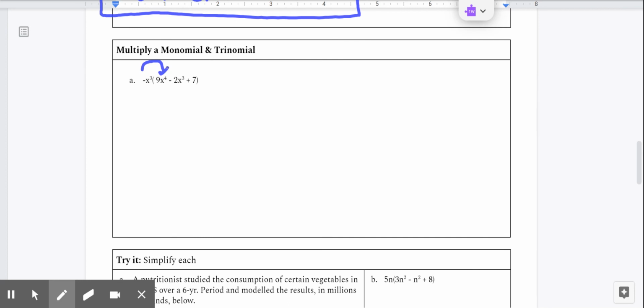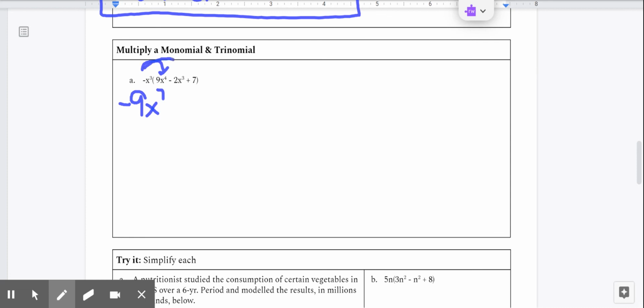So I can go ahead and start here with this first term, negative x cubed times 9x to the 4th. Well, when I do that, I'm really multiplying the coefficients, right? So that's like a negative 1 times 9. That would be negative 9. And then I'm multiplying the variables, x cubed times x to the 4th. This is where those exponent rules are going to come in important. We're going to keep our base the same, so our base stays x, and we're adding our exponents. 3 plus 4 is 7. So negative x cubed times 9x to the 4th is negative 9x to the 7th.